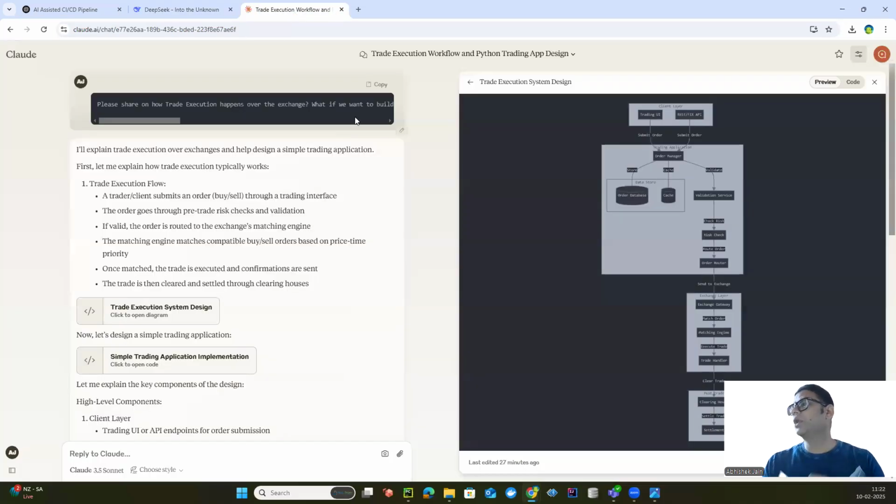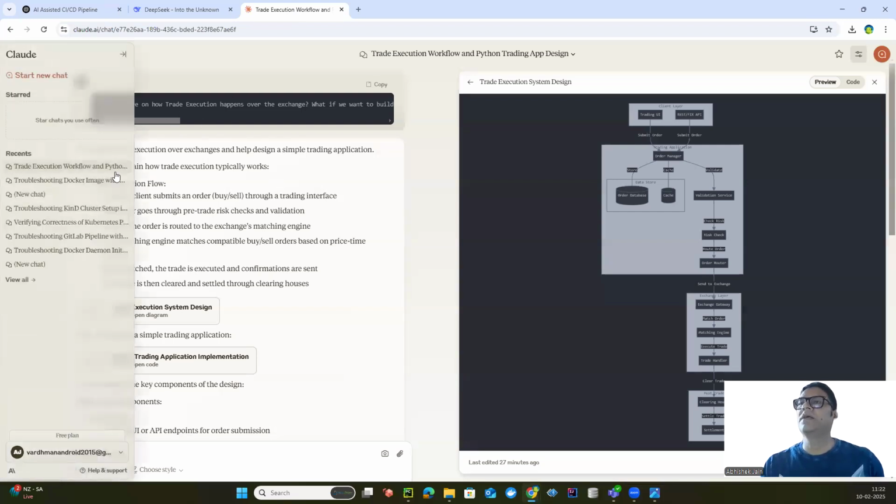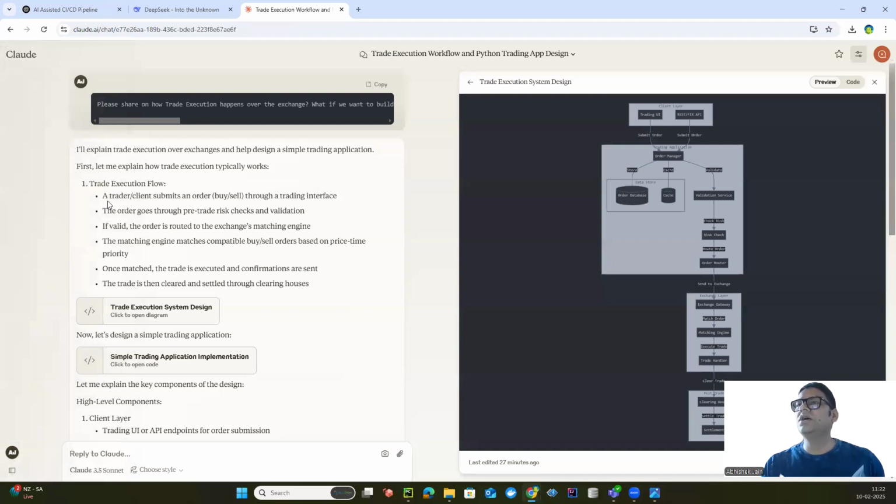Okay, now come to Claude AI. This tool is more dedicatedly designed for coding to help software developers. I asked the same question and see what it's saying. It's saying trade execution flow. A trader client submits an order, it goes through pre-trade risk check, validation, and so on. And here is the workflow, which you can see. Trading UI or REST or FIX API, these are the two mechanisms through which you can place the order. Then it goes to order management, and then we have the order database, cache database. And then the validation service comes into the picture, see this workflow.